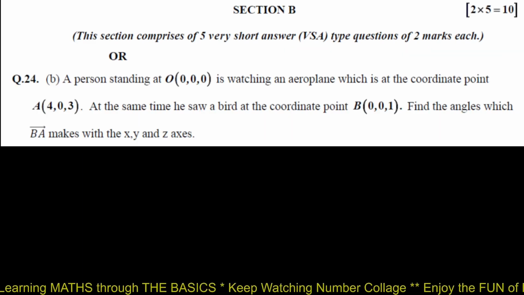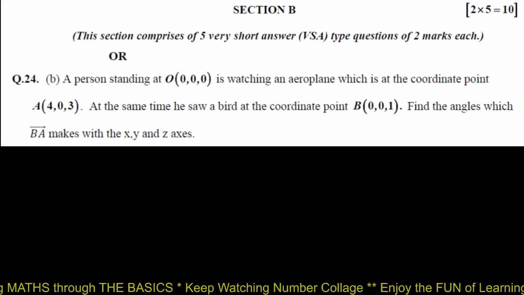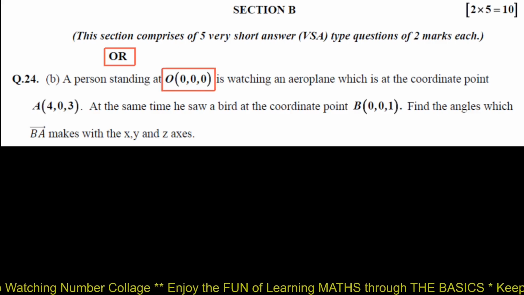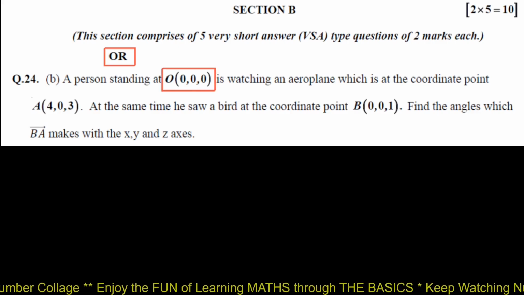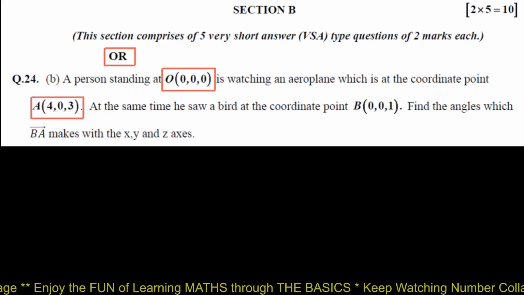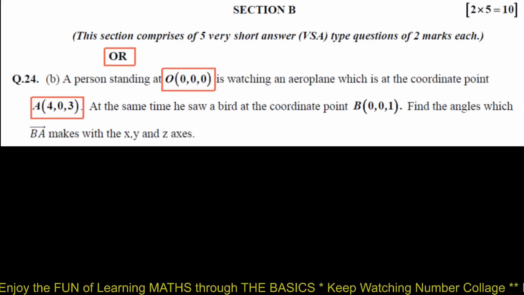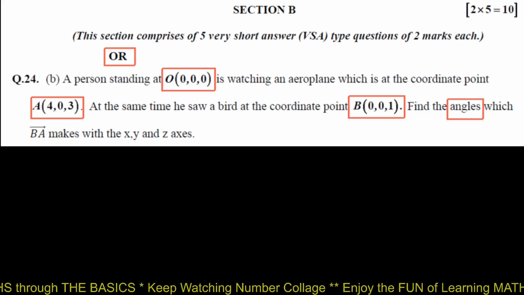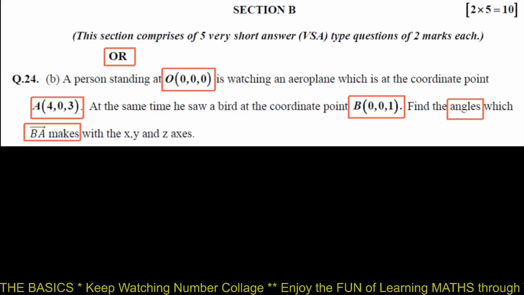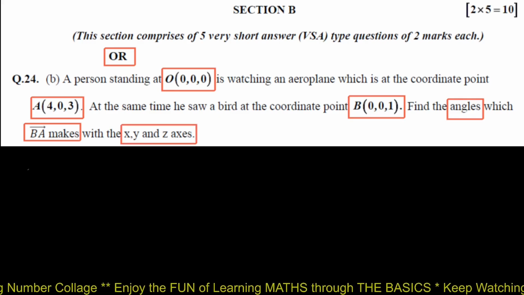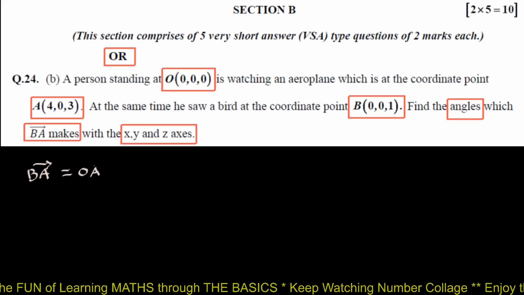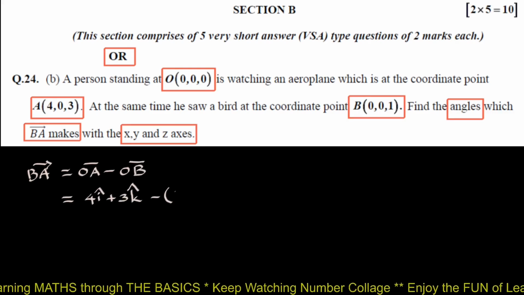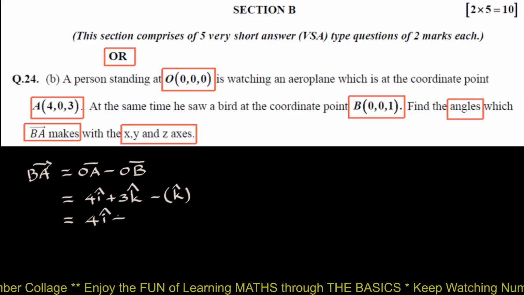Question number 24b. It is an optional question. A person standing at the origin is watching an aeroplane which is at the coordinate point A(4,0,3). At the same time he saw a bird at the coordinate point B(0,0,1). We have to find the angle which vector BA bar makes with the x, y and z axes. Vector BA bar will be OA bar minus OB bar, 4 i cap plus 3 k cap minus k cap, which is 4 i cap plus 2 k cap.